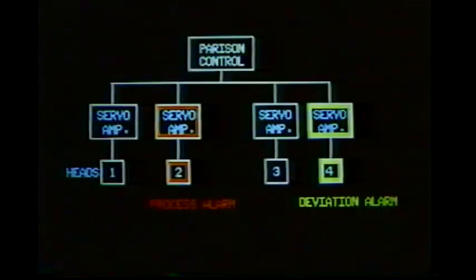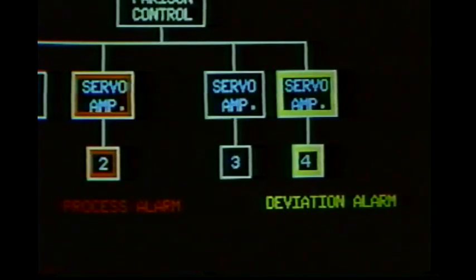A process alarm being a set point in percentage of tooling opening that we do not want our tooling to go below. So say for instance again, the process alarm is set in at 10%, then we know we don't want our tooling ever to close below 10%. Now let's say we had both a process alarm and a deviation alarm. Then the screen might appear as this, showing us we have a process alarm on head 2 and a deviation alarm on head 4.